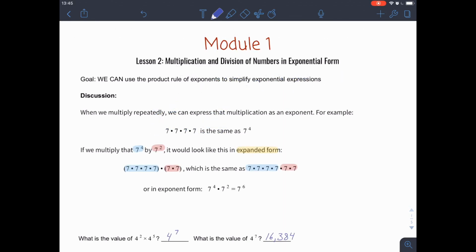What does this video make you wonder about using the product rule or the quotient rule to simplify exponential expressions? Write your questions down so you don't forget them. Then you can try to find answers online or ask a classmate or teacher.